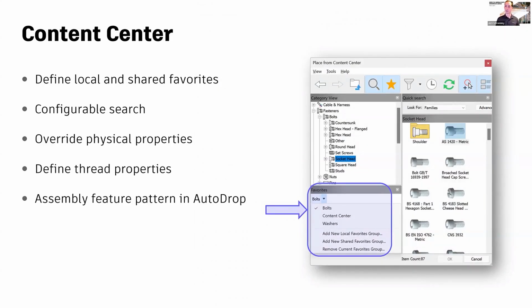And then we're just going to move into Content Center. So we have customization, control, and collaboration, and alliteration, apparently. There are some really powerful upgrades to Content Center this release.